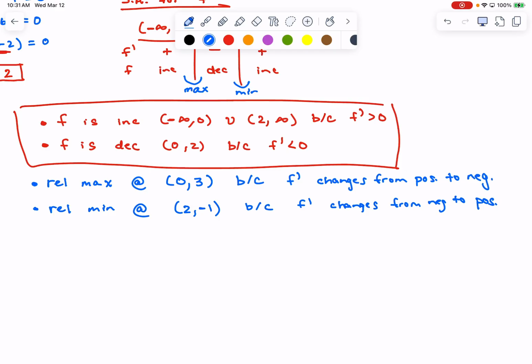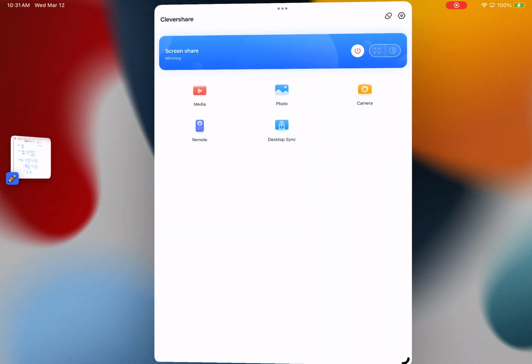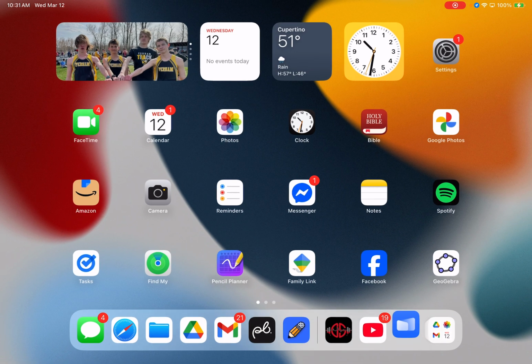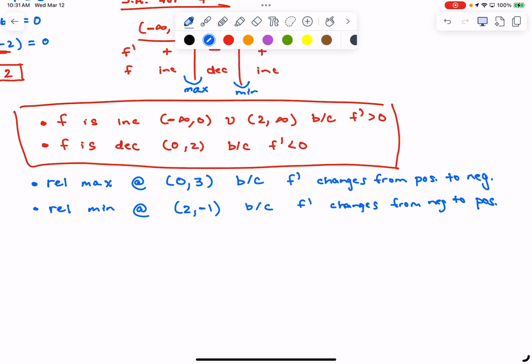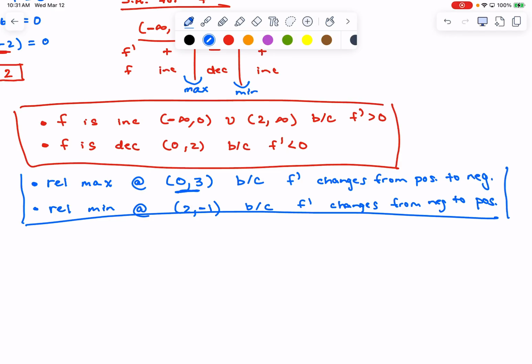And I usually don't do it that way because the AP exam actually encourages you to use f prime for your reason. So we're going to do it with f prime. But you could technically say that it changes. The reason (0, 3) is a max is because f changes from increasing to decreasing. It will, but they like it better when you use f prime because that's how they have their answer keys.